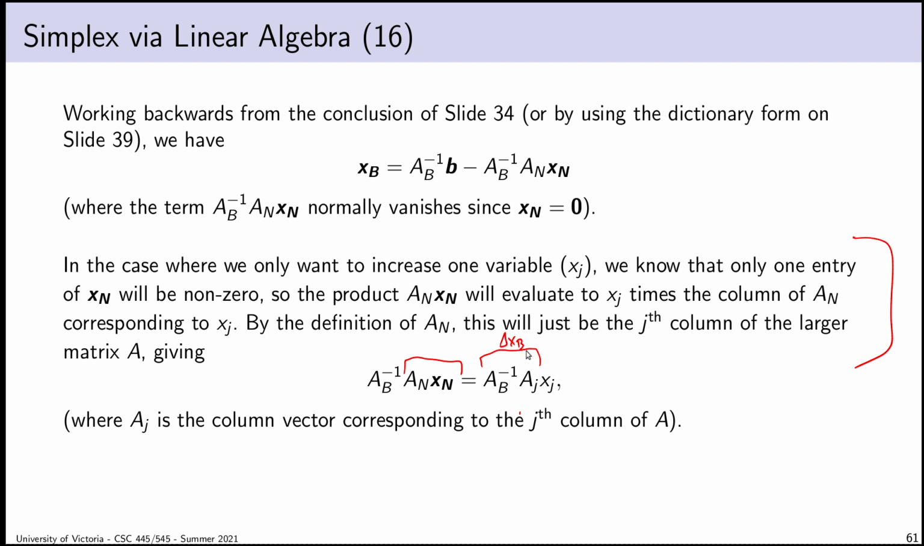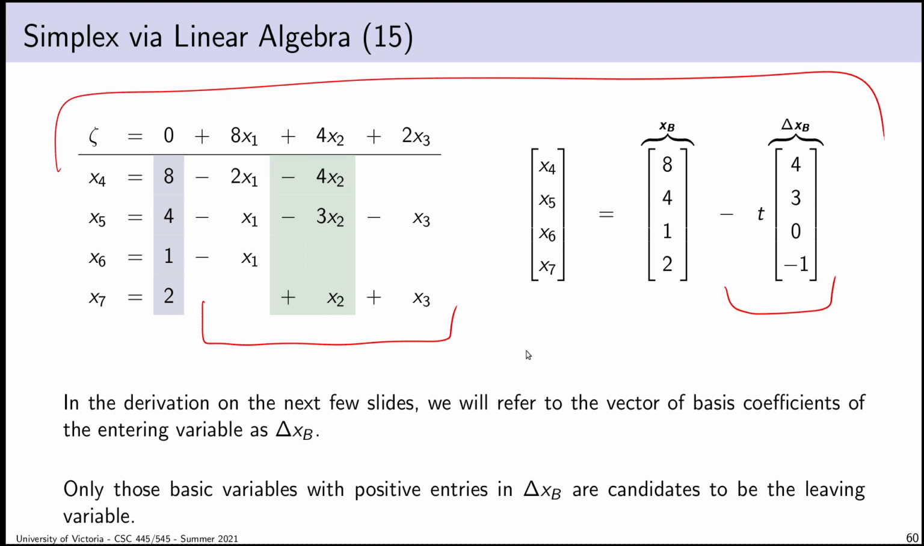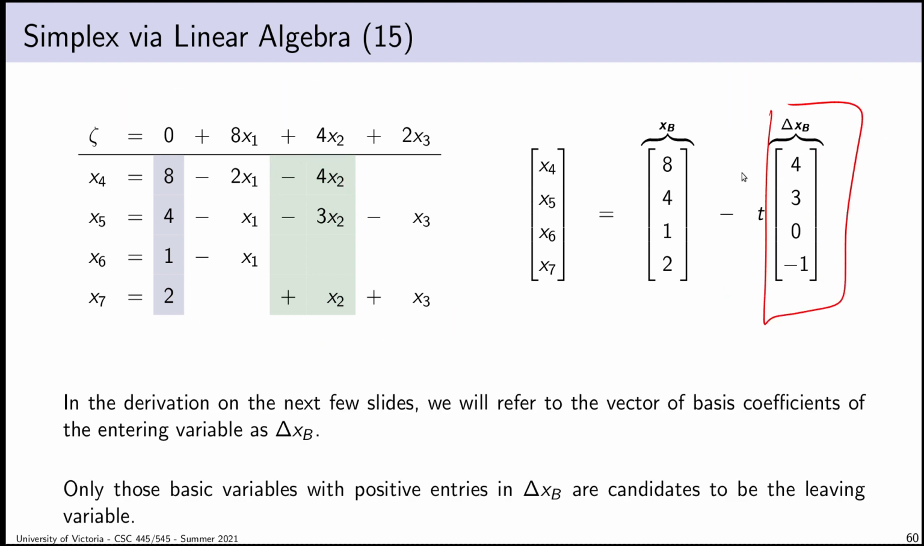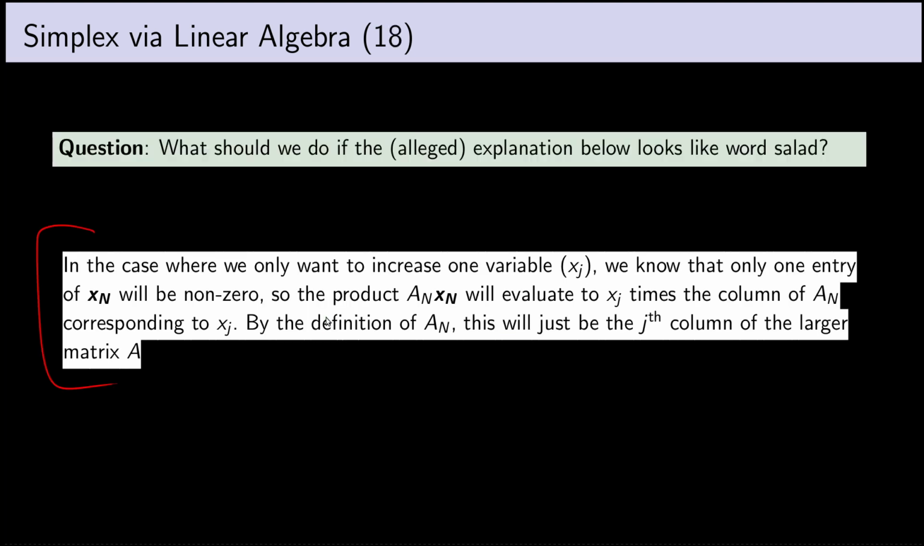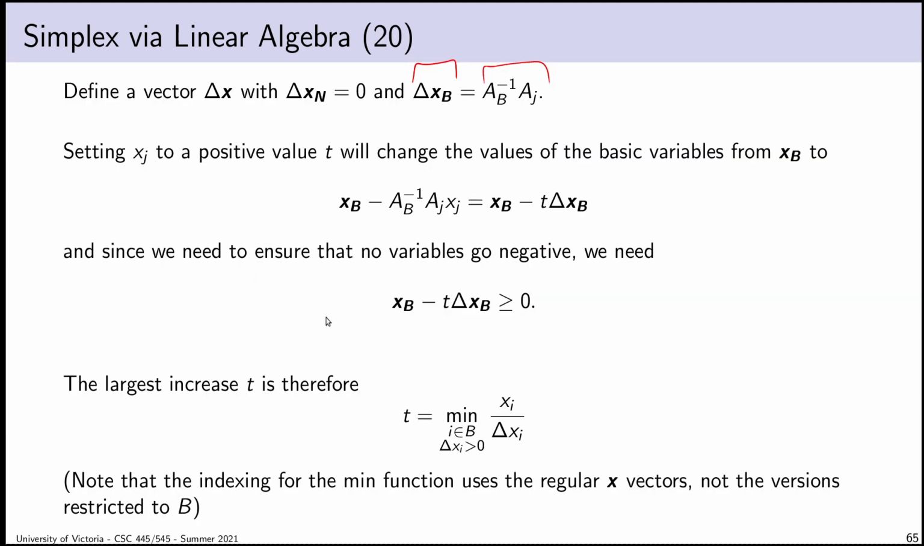It turns out that it is going to end up equaling the vector delta xB that I had in the previous example. And notice that, just like before, I want to keep the new value of my entering variable separate from that, because I don't know it yet. I have to compute it somehow. I just want delta xB to be that vector of these coefficients here. So I define delta xB to be that.